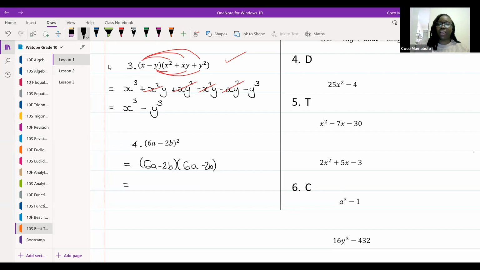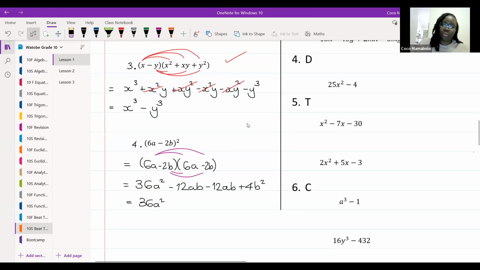All right. I can see most of you guys are done with the question. So we're quickly just going to do it. Okay. So we're going to get 36a squared minus 12ab minus 12ab plus 4b. Which the final answer will be 36a squared plus. Ooh, no, there's something missing in the middle. Oh, wait, minus 24ab. That's it, minus 24ab, good. And then plus you get 4b squared. Beautifully done. Very well done, Jasmine.